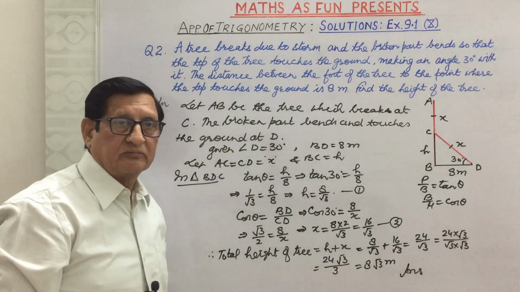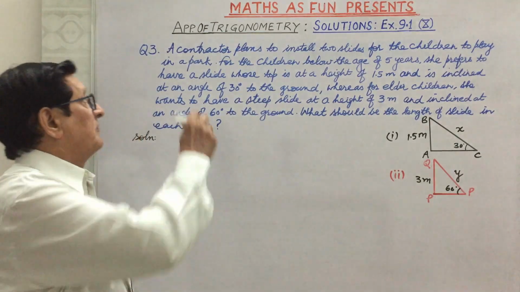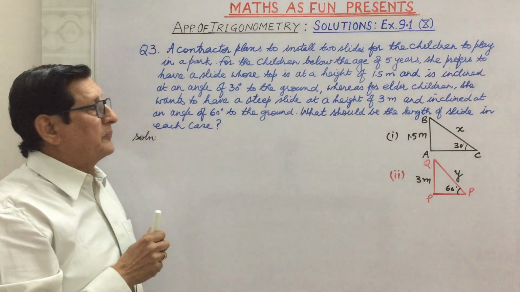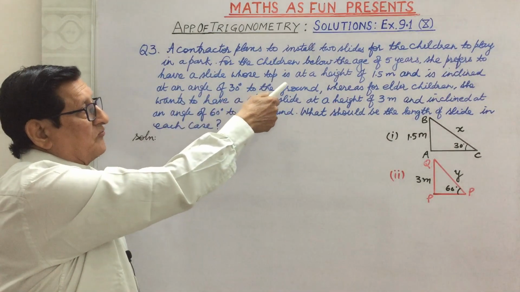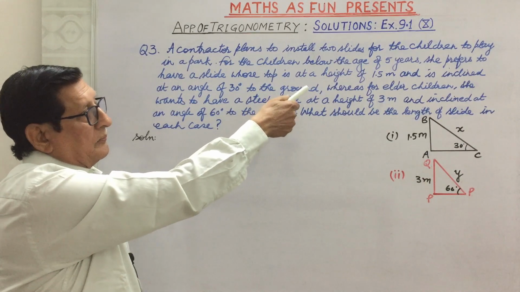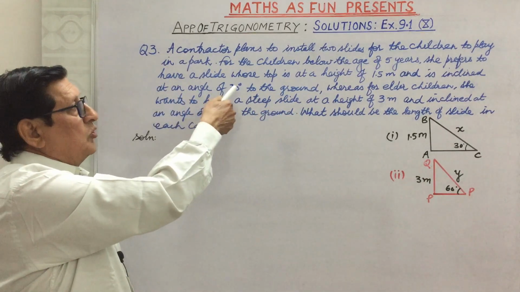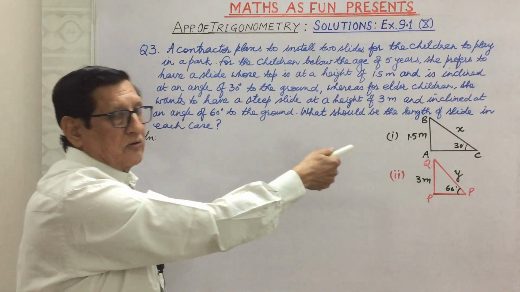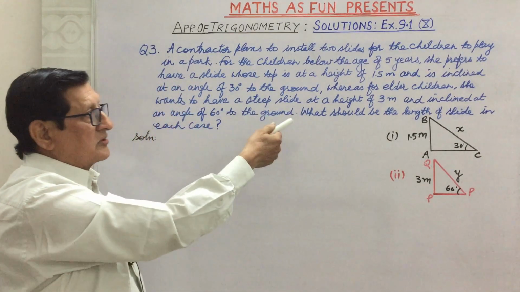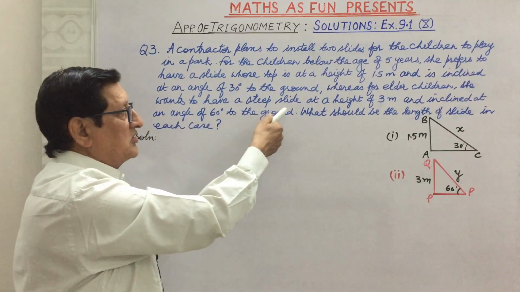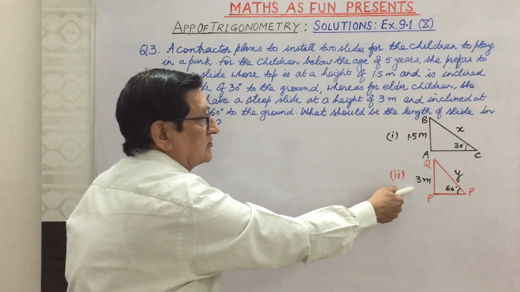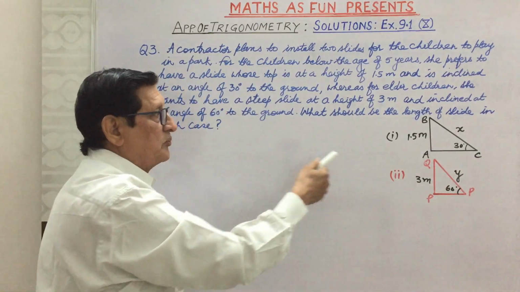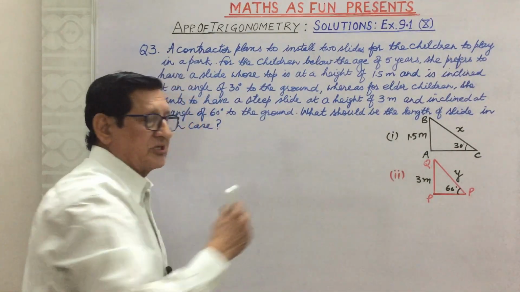Proceeding to question number 3 now. Question number 3 here is, a contractor plans to install 2 slides for the children to play in a park. For the children below the age of 5 years, she prefers to have a slide whose top is at a height of 1.5 meter and is inclined at an angle of 30 degree. For the elder children, she wants to have a steep slide at a height of 3 meters and inclined at an angle of 60 degree. What should be the length of slide in each case?